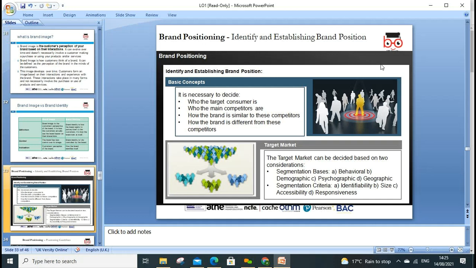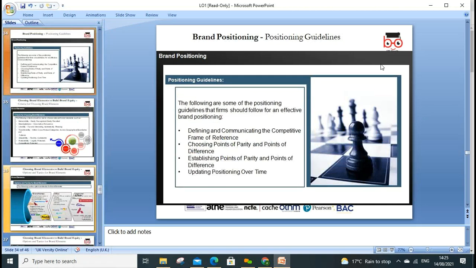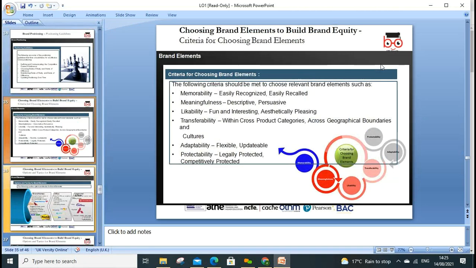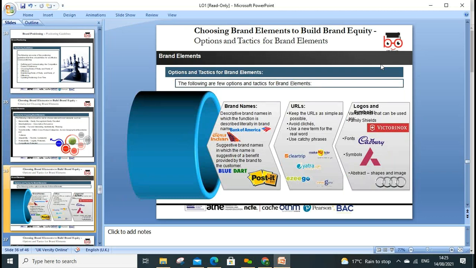Brand positioning means establishing the brand position and then the target market. Segmentation can be based on, as a couple of you may have learned in the marketing units, four key bases: demographic, psychographic, geographic, and behavioral segmentation. Then we look at brand positioning. We have to position the brand when we do the segmentation, and it needs to be measurable, meaningful, likable, transferable, adaptable in the culture, and protectable.